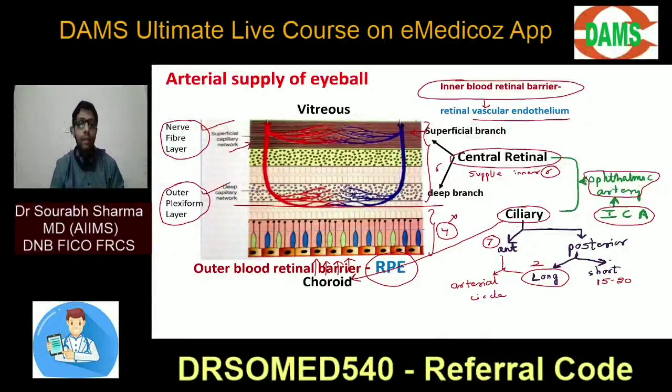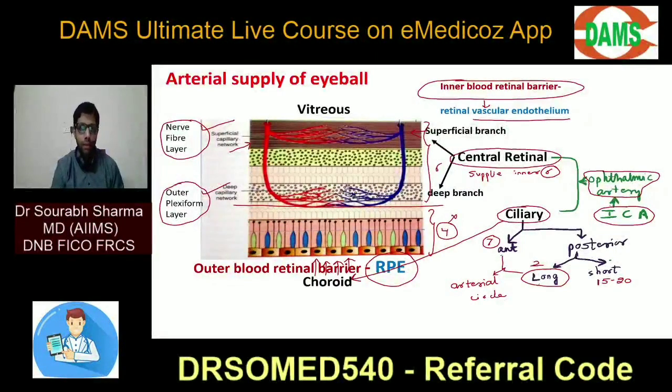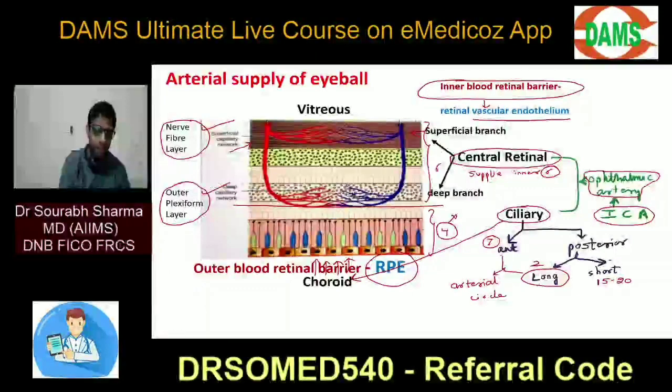So I've talked about the retina till now: the basic structure of the retina, the basic layers of the retina, what is the fovea, then the arterial supply and the blood retinal barriers. Very, very important. And barriers are always made up of tight junctions. Remember this point.